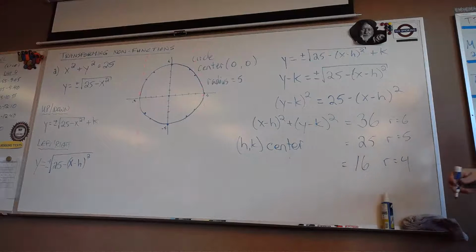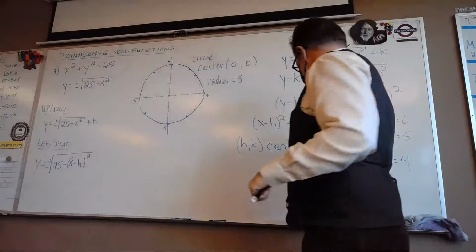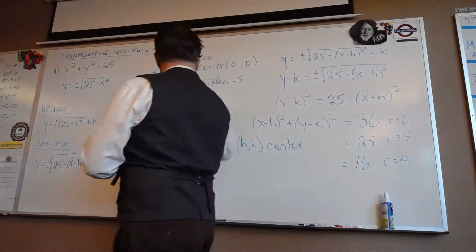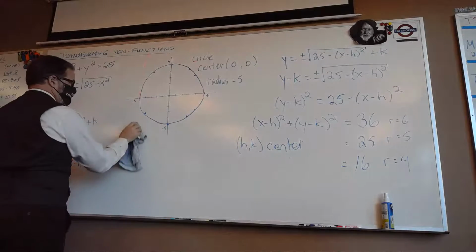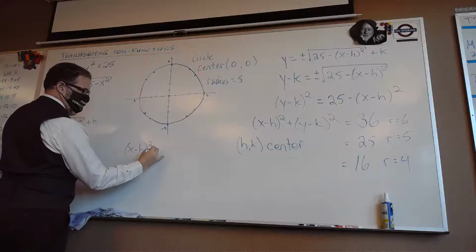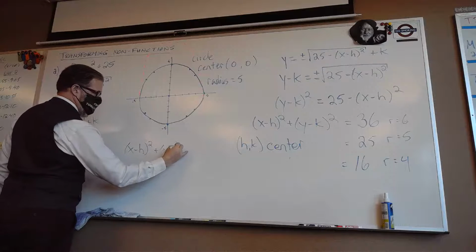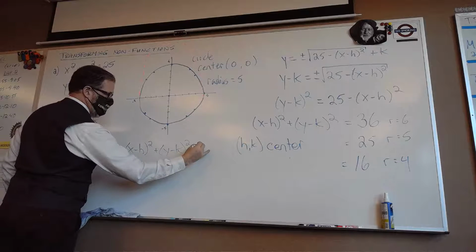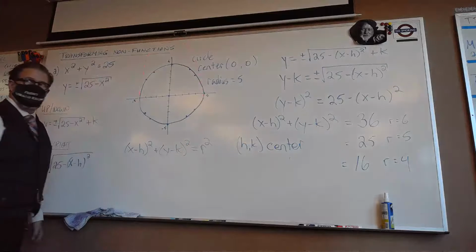Anyone want to speculate about the relationship between this equation and the radius? Willem? The radius squared is the number. Our equation is (x minus h) squared plus (y minus k) squared equals the radius squared.